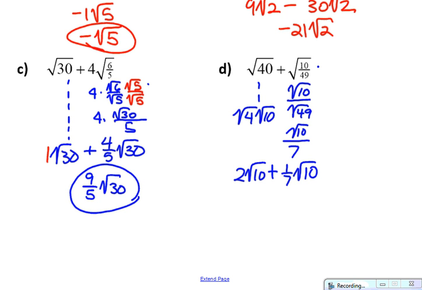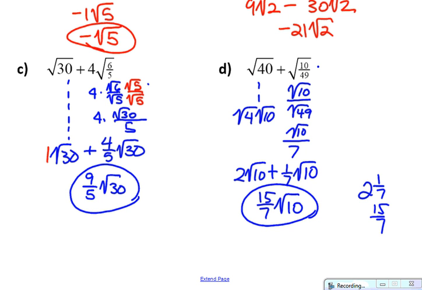So we want to add them. Now we have the like radicals. We're going to add them and get 2 and 1/7. So I'm going to multiply. That's 14 plus 1 is 15/7. So that's going to add to be 15/7 radical 10.